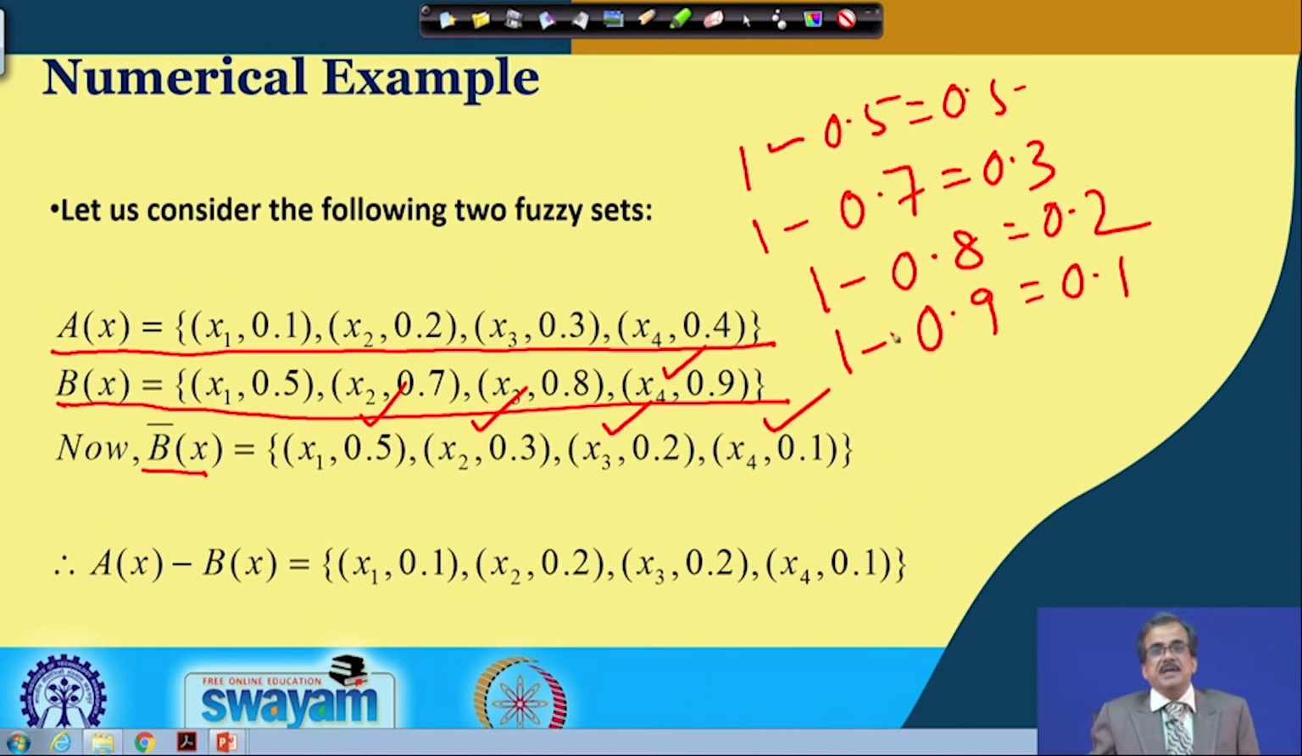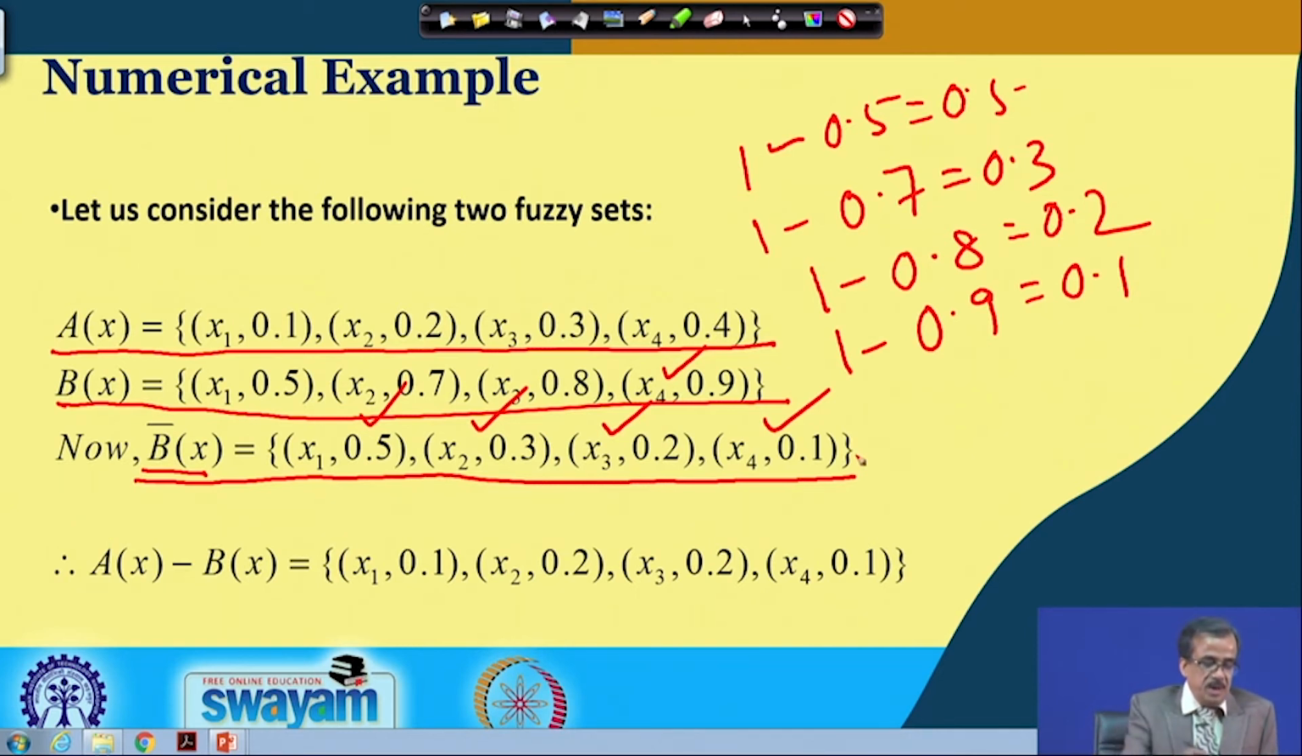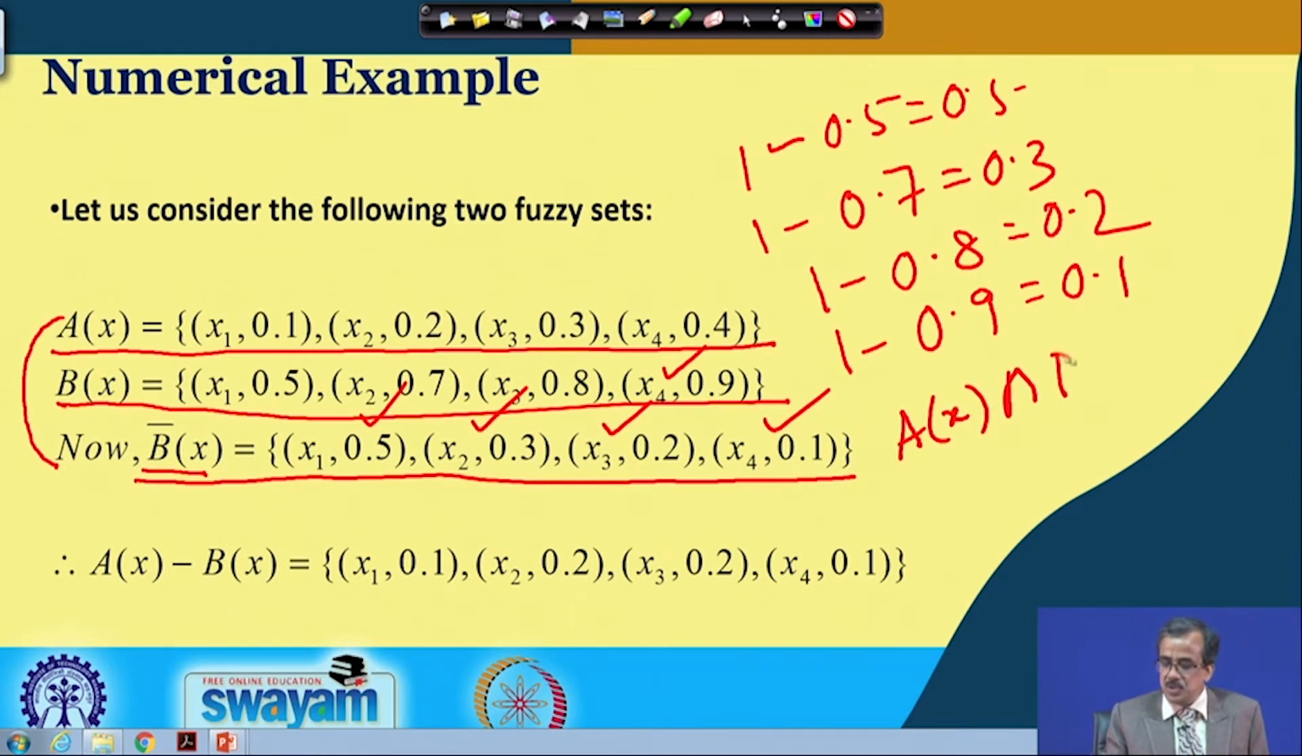So, I will be getting this. So, this is nothing but the complement of b. Now, actually what we do is, we try to find out the intersection of this particular A(x) with your B bar. Now, if I try to find out the intersection of A(x) and this particular B bar, so A(x) intersection B bar I am just going to find out.